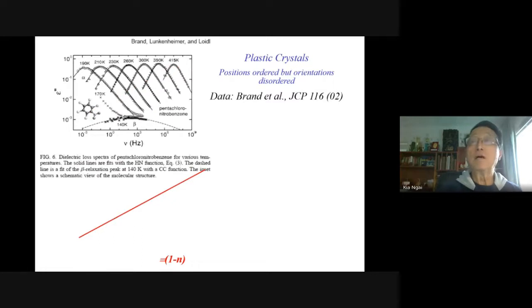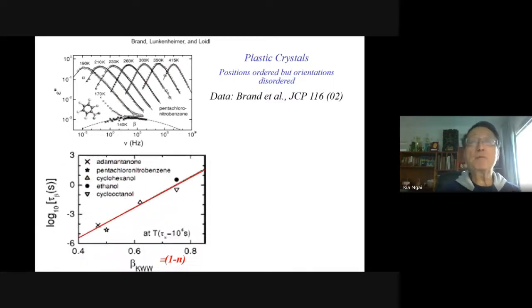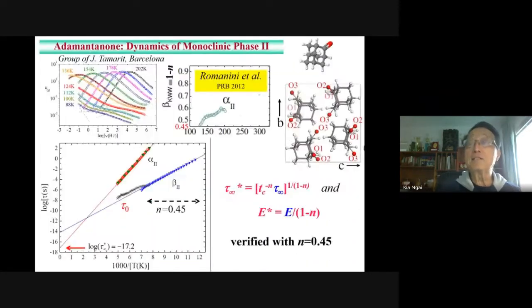Oh, I want to say plastic crystal because of beautiful work done by Tamarit, but I think he would discuss it, so I will skip it. Again, even with plastic crystal, now they are ordered, but they are orientationally disordered. You see that they are the alpha and the beta, and on the left side here, the data show, and the calculated tau zero is similar to what they observed, the beta. Even that has a JG beta, and it's verified too.